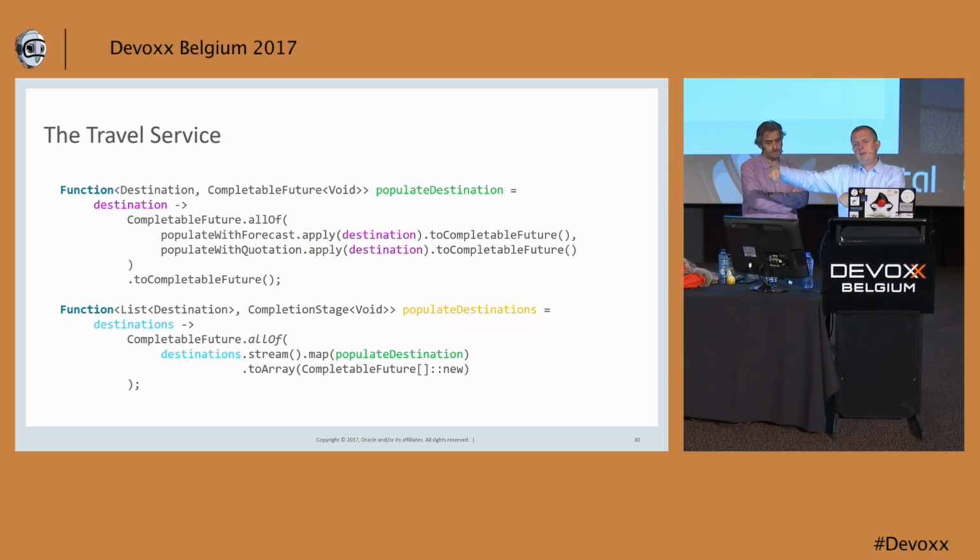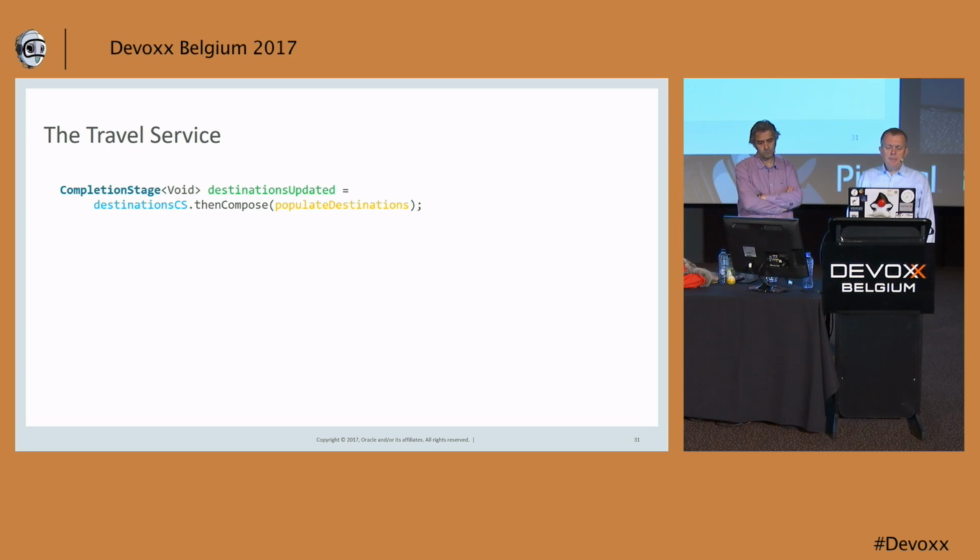It itself is triggered by the completion stages that are triggered by all the individual properties of each destination object. And when we gather that in another level, because what we have is a list of destinations, the next step is, in fact, to compose the destination request that we just made on the destination service with this populate destination.